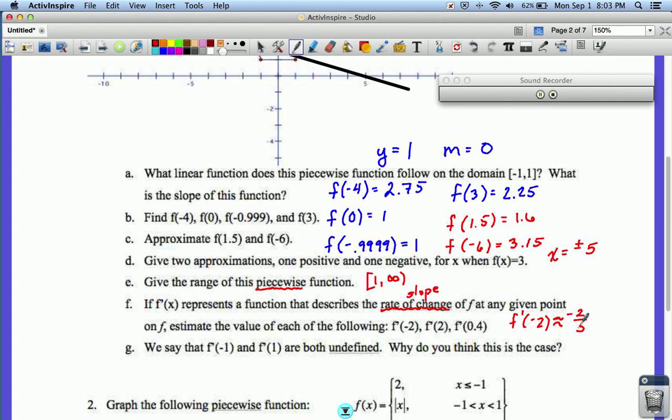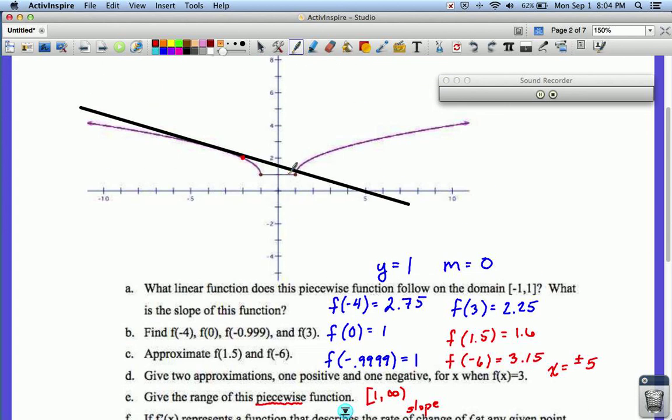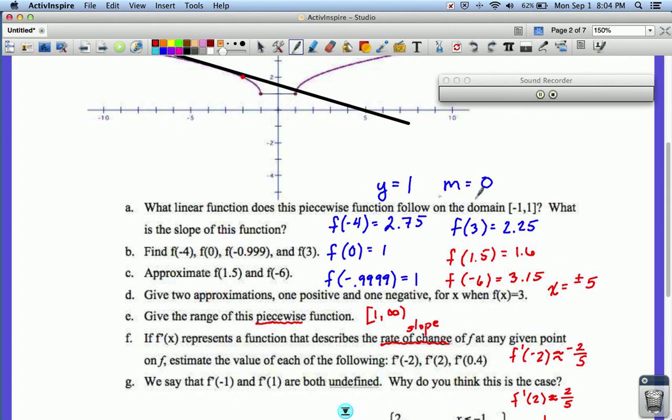negative 2/5. Well, again, if we're talking about symmetry here, that means f prime of positive 2 should be approximately positive 2/5. And f prime of 0.4, we don't need to estimate that, because if we look up here, 0.4 is right there, that slope is 0. And we already talked about that in part 1.